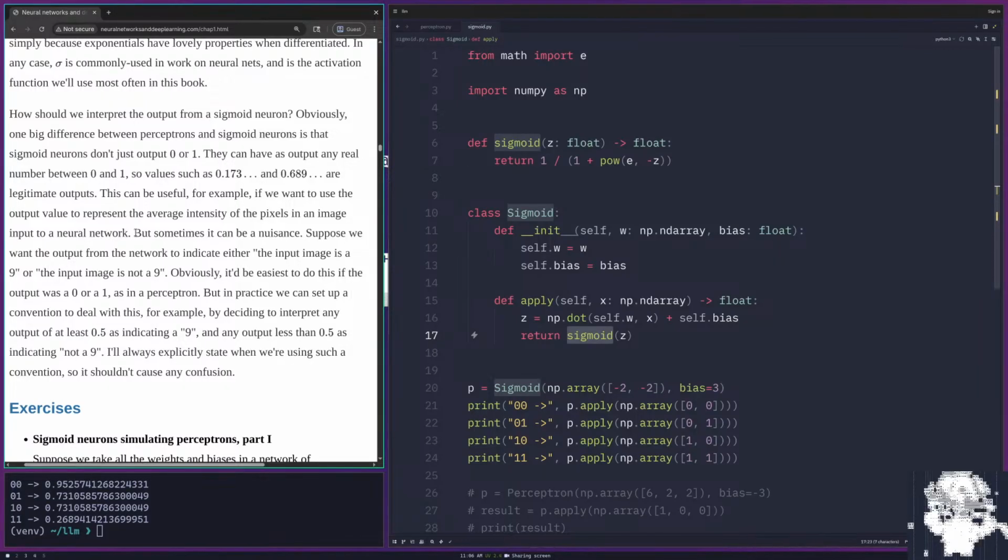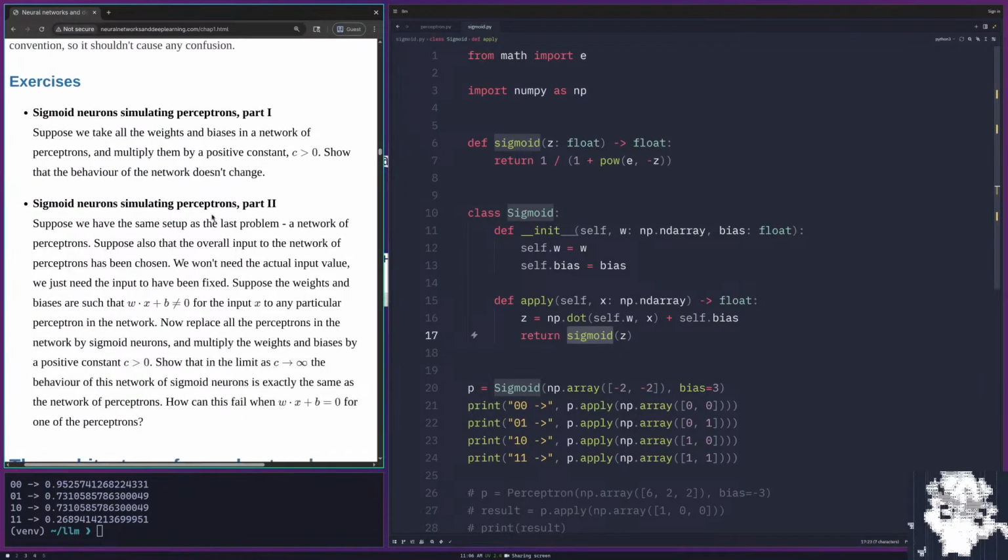But sometimes it can be a nuisance. Suppose we want the output from the network to indicate either the input image is a 9 or the input image is not a 9. Hot dog, not hot dog. Obviously, it'd be easiest to do this if the output was a 0 or a 1, as in the perceptron. But in practice, we can set up a convention to deal with this. For example, by deciding to interpret any output of at least 0.5 as indicating a 9 and any output of less than 0.5 as indicating not a 9. I'll always explicitly state when we're using such a convention, so it shouldn't cause any confusion.